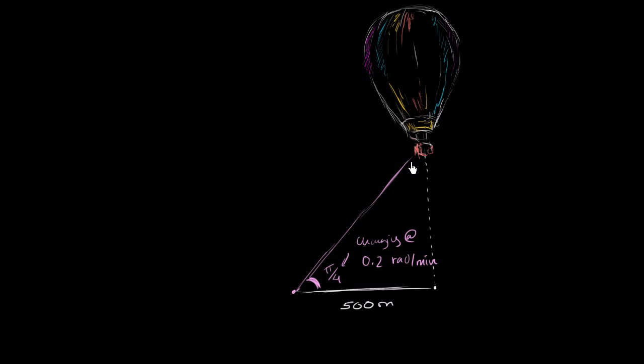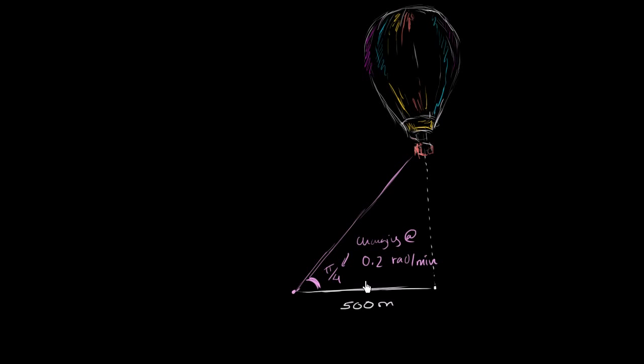Now, my question to you, or the question that you're trying to figure out as you watch this hot air balloon, is how fast is it rising right now? How fast is it rising? Just as the angle between the horizontal and the line between you and the hot air balloon is pi over 4 radians, and that angle is changing at 0.2 radians per minute.